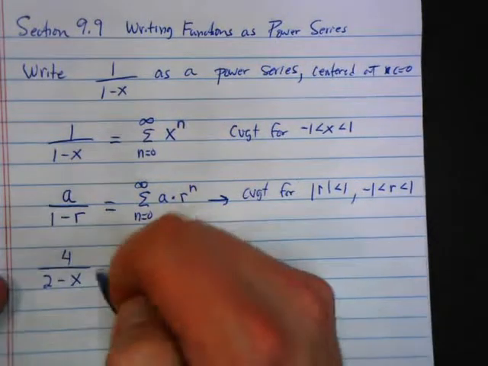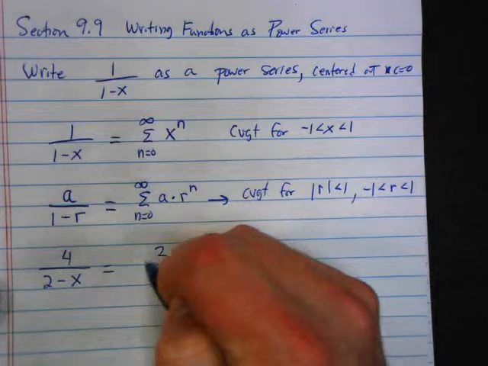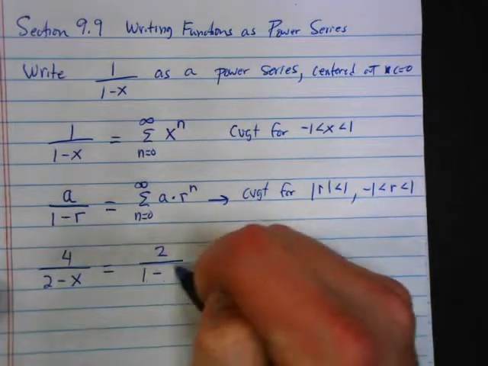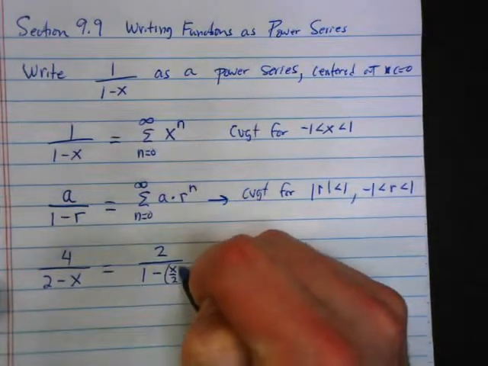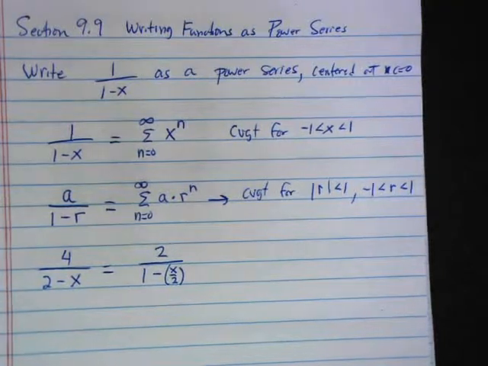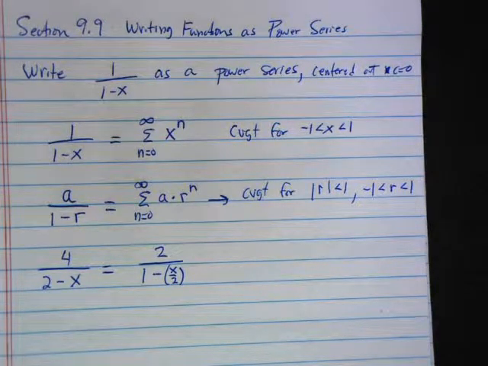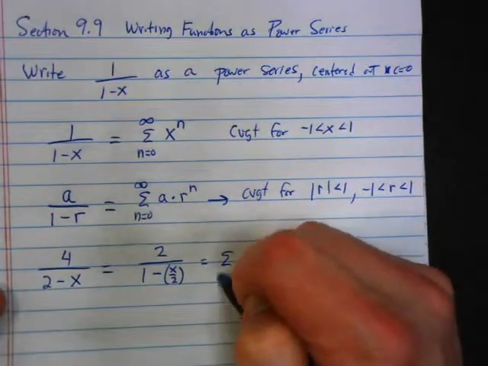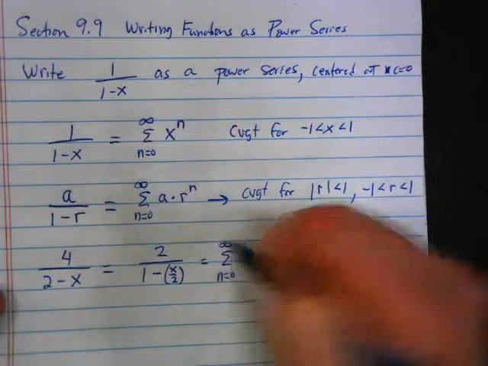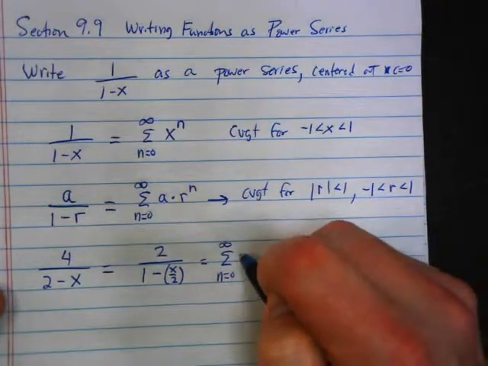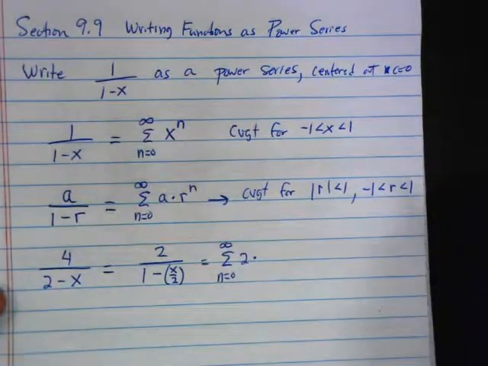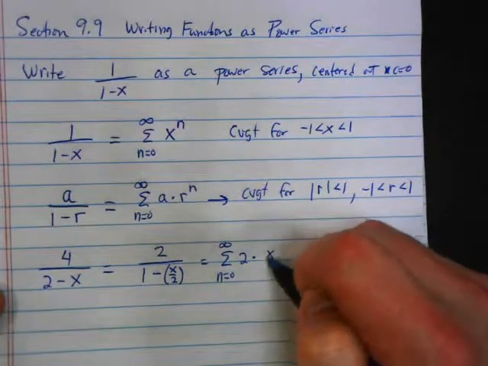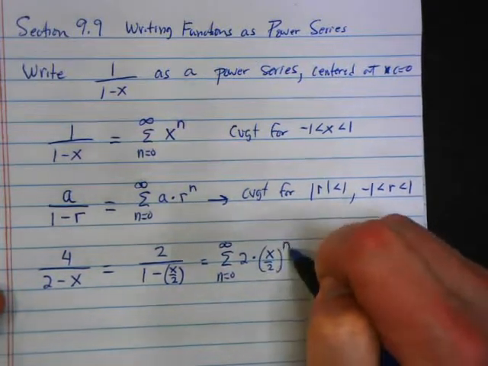So I'm going to divide everything by 2. So that's 2 over 1 minus x over 2. Is it now in the form a over 1 minus r? It is. So this is the sum from n equals 0 to infinity. What's my a? 2. What's my r? x over 2. So that's going to be 2 times (x over 2) to the n.